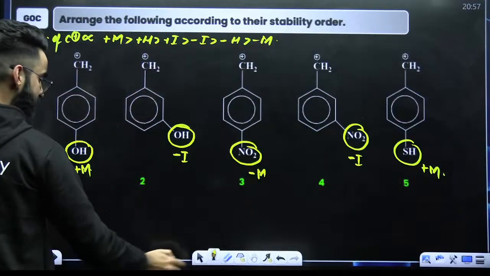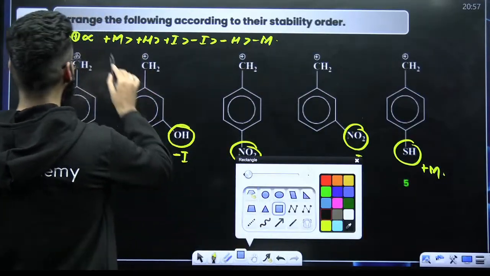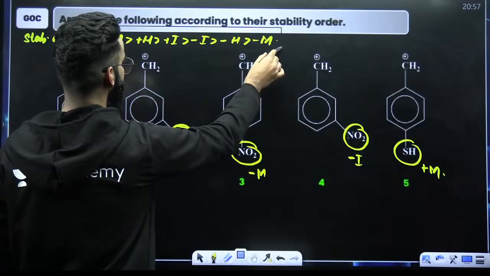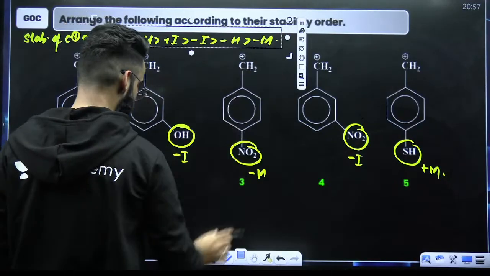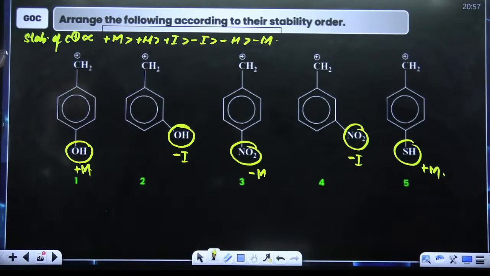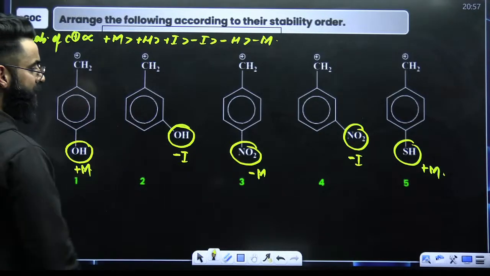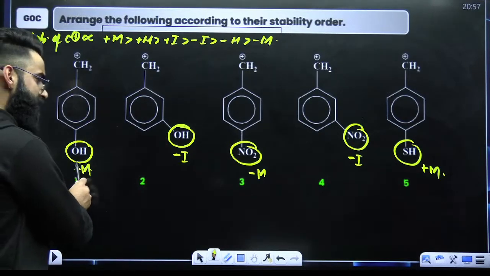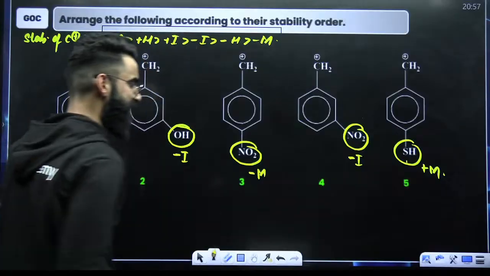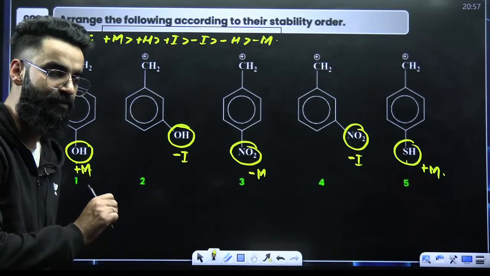This is going to be the order in which you are going to give the answer. Perfect. So, stability of carbocation. Is there anyone showing plus M? Yes, this is showing plus M, as well as this is showing plus M. And plus M showing groups are going to stabilize the carbocation the maximum.